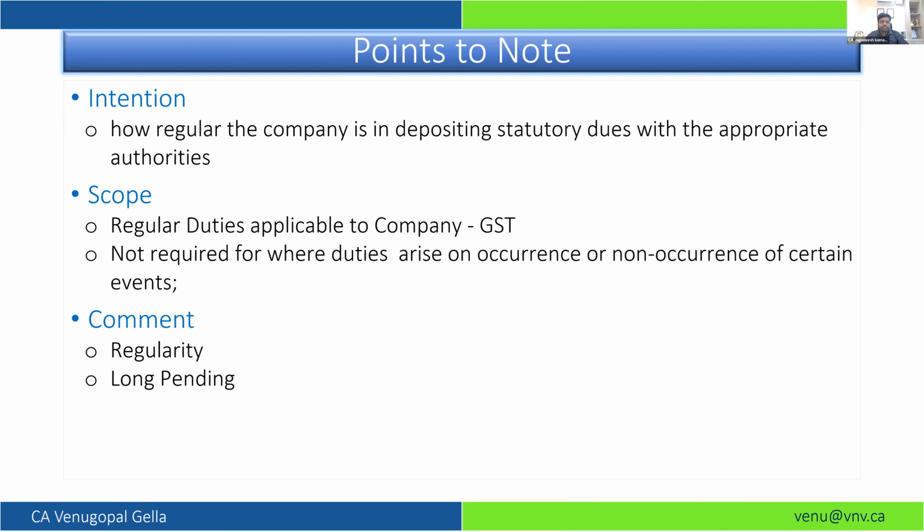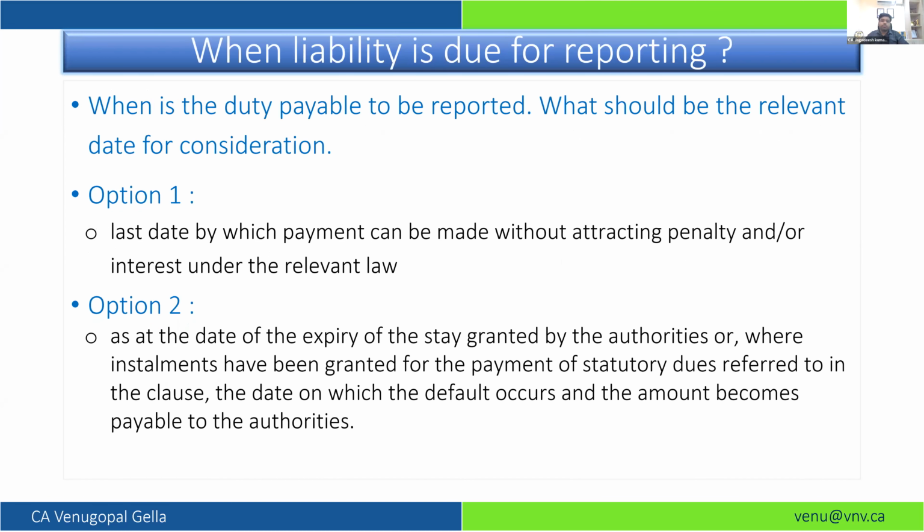What comment will the auditor give, whether he is regular in depositing or long pending, the auditor will report it here. So what's the scope? Regular dues, all the statutory dues, including the GST, he needs to report in this paragraph. So when is a liability due for reporting? I already discussed in the previous slide that, let's say, the liability for the September month return will become due on the 20th October, right?